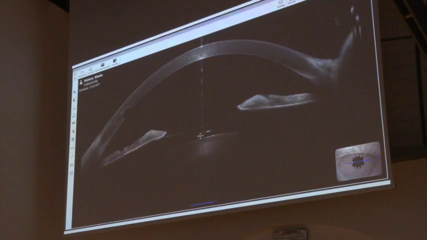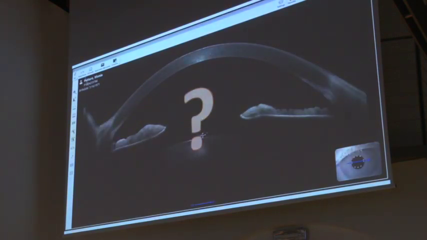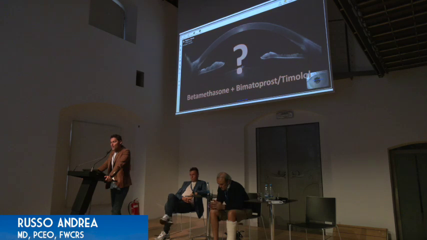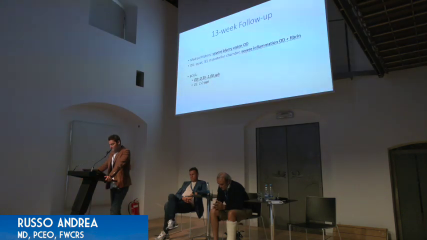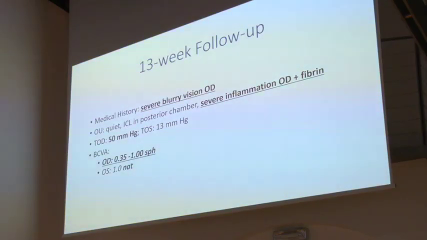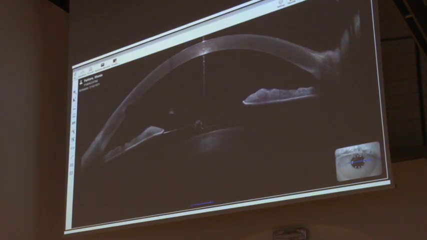So what to do now in this case? We decided to put the patient under betamethasone and a fixed combination of bimatoprost and timolol and wait 1 more week. She came back and the situation was even worse. The vision was severely blurred and the pressure was 50. What to do now? Also thanks to the OCT, we could see some fibrin here clogging the central aquaport. What to do now? Oh, quite dangerous.